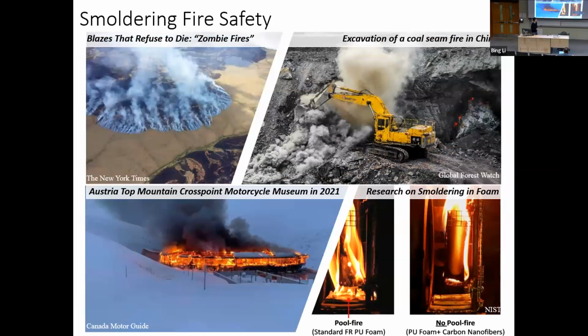So that includes the wildfires in the peatlands. I think this year in Canada, it has been reported we have over 6,000 wildfires. And these wildfires are particularly difficult to put out despite extensive efforts. And we also have coal fires under the ground. Some of these coal fires can burn for over 100 years.